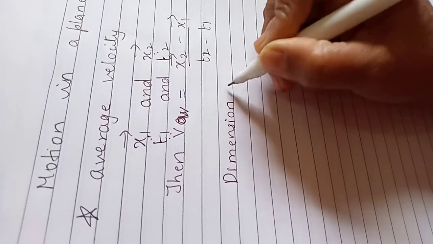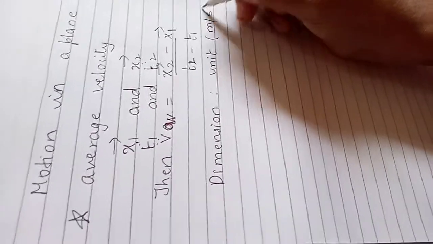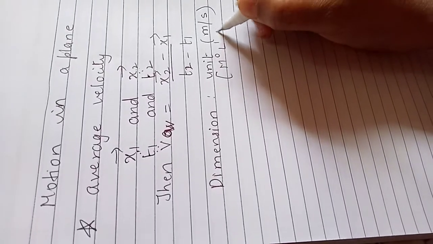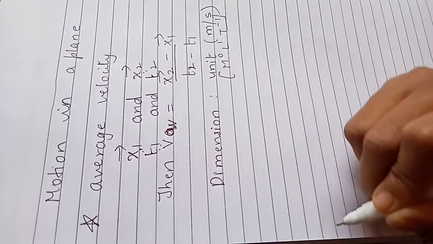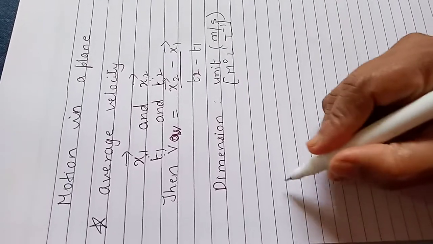Dimension depends upon the unit. Unit is meter per second. So dimension will be what here? No mass, only length, time, but in the denominator. So it is M0 L1 T minus 1.